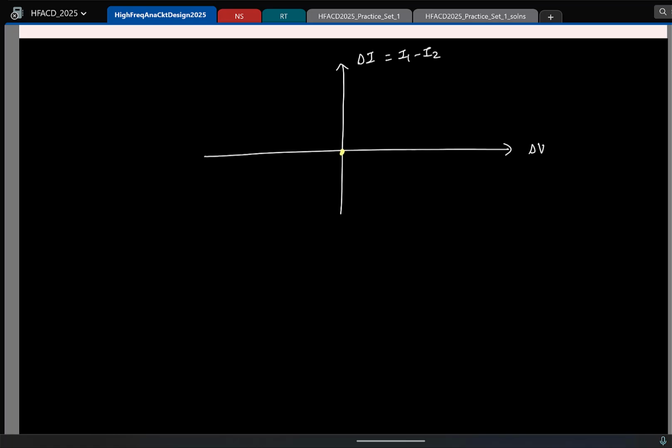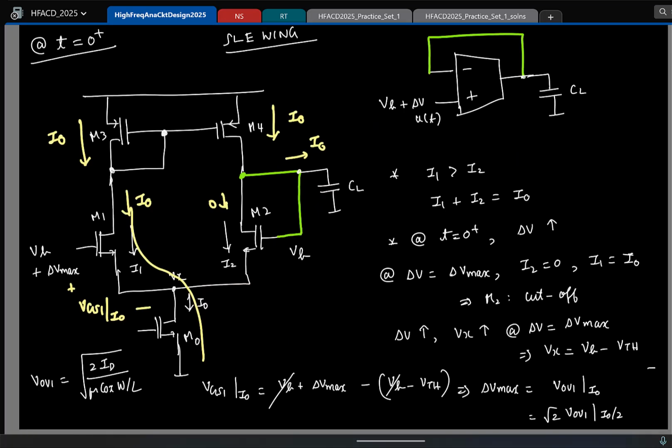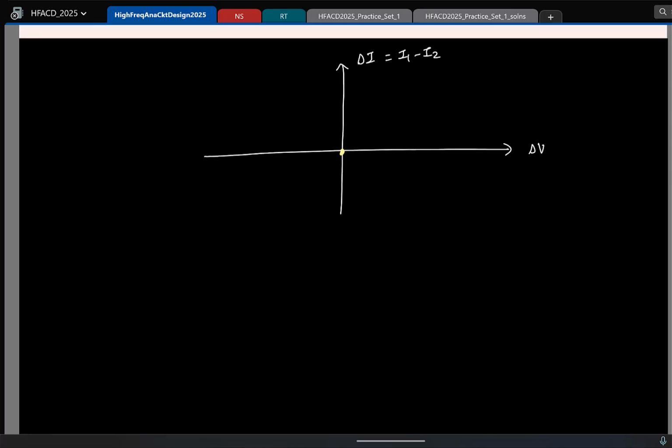For small changes in delta V, how will delta I be related to delta V? If I make small changes to the gate voltage delta V, will the current be linear or non-linear? Linear. It's a small change, right? So again, it's Gm times delta V. So you'll have a slope like this.